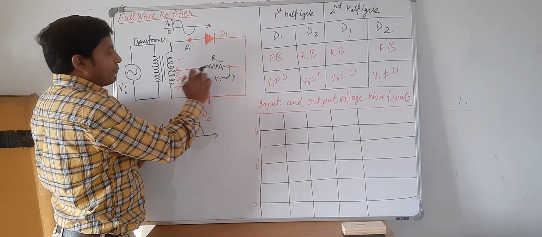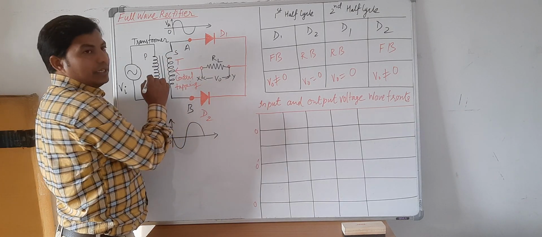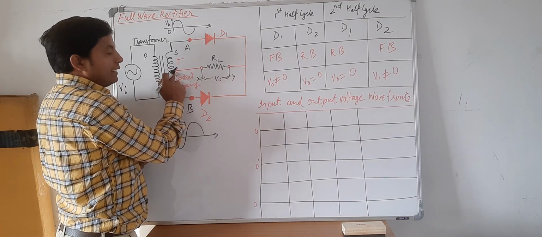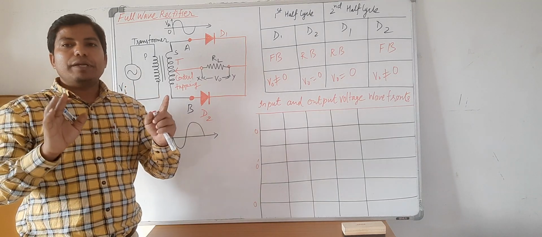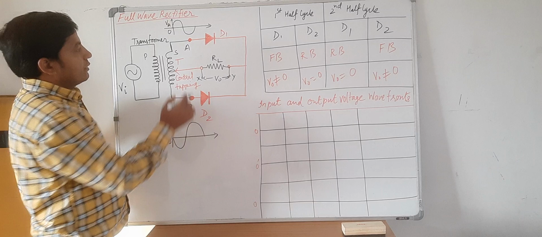So in case of full wave rectifier, we will do center tapping on the secondary coil. This is the primary coil, this is the secondary coil. So we will do center tapping of the secondary coil. What is the use of center tapping? Center tapping changes the polarity of input voltage at point B.